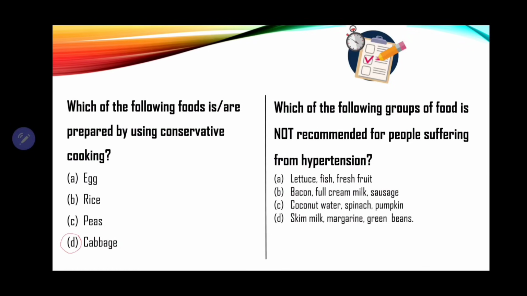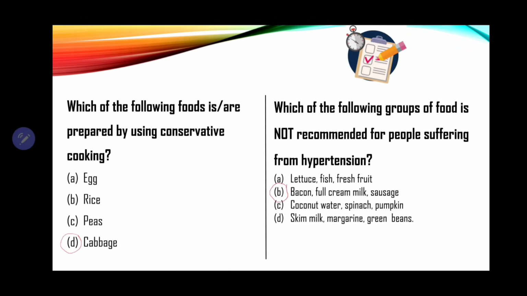Which of the following groups of food is not recommended for people suffering from hypertension? A, lettuce, fish, fresh fruit. B, bacon, full cream milk, sausage. C, coconut water, spinach, pumpkin. And D, skim milk, margarine, and green beans. And the ideal answer here, guys, is B. The bacon and the sausage are salty as well as fatty. So the ideal answer here, guys, is B.